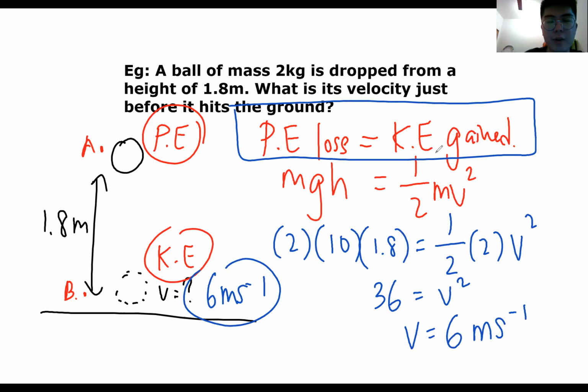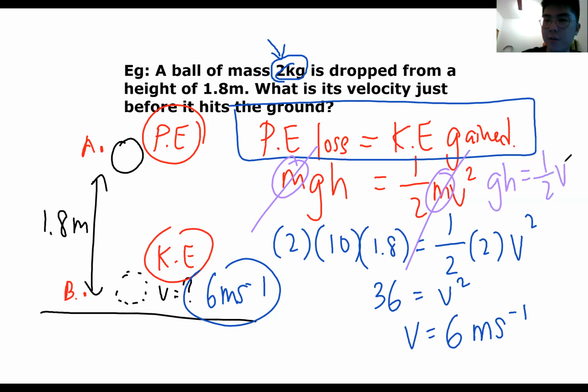So if I tweak the question, let's say I don't write the mass here, the mass is not given as 2 kg. If the mass is not given, it doesn't matter. Why? Because in your equation you have m and m, right? So technically you don't have to calculate the mass. We can just cross it out. So it equals gh equals half v squared. Technically you don't need the mass.